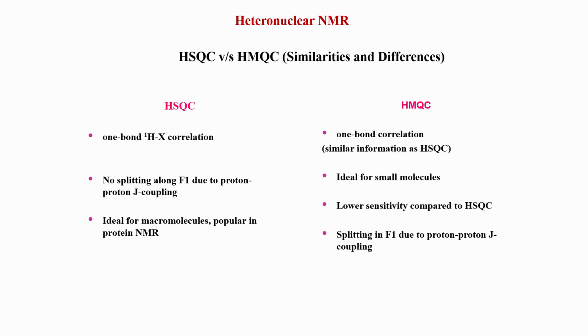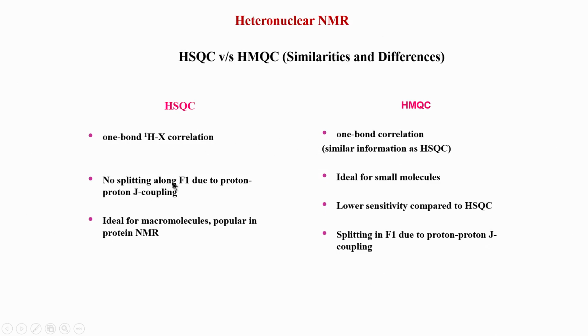So, these are the advantages and disadvantages, or I would say similarities and differences, between HSQC and HMQC. Let us go through this once more, although we have seen this in the previous slides. Number 1: HSQC gives you a direct one-bond correlation, proton to carbon, or proton to nitrogen, or proton to phosphorus, whichever is the X nucleus. Similarly, in HMQC we get the one-bond correlation. So, these are the similarities.